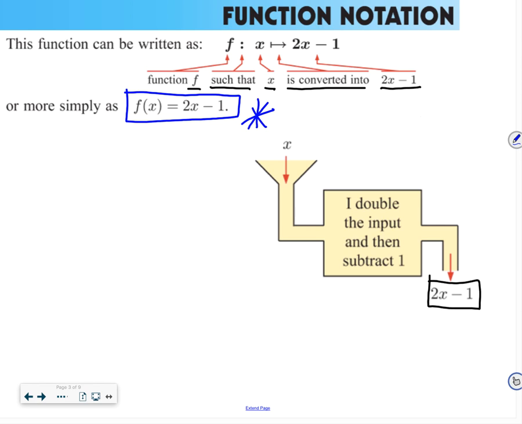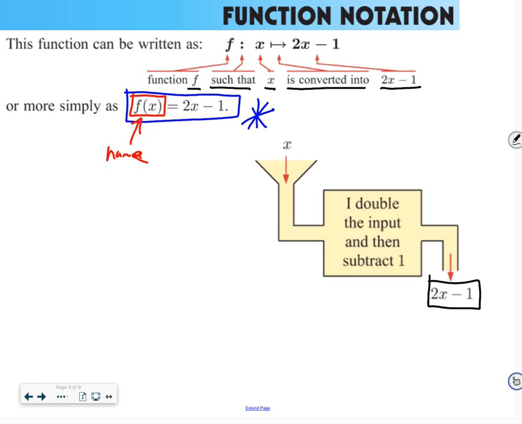Okay? Make sure the notation part of this, f of x, is like naming your function. You can never perform mathematics upon that notation. Don't try and distribute an f times x. That's not what this is saying. This is the name of this function, which is equal to 2x minus 1.